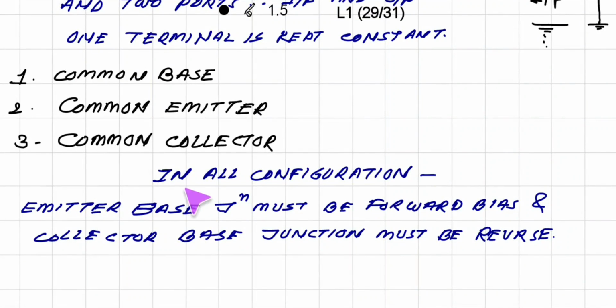The most important thing you should remember is that in all configurations, the emitter base junction must be forward biased and the collector base junction must be reverse biased. Never forget this if you want to use the transistor in the active region and want to amplify the signals from the input to the output. So remember that the emitter base junction in all configurations is always forward biased and the base collector junction is always reverse biased.